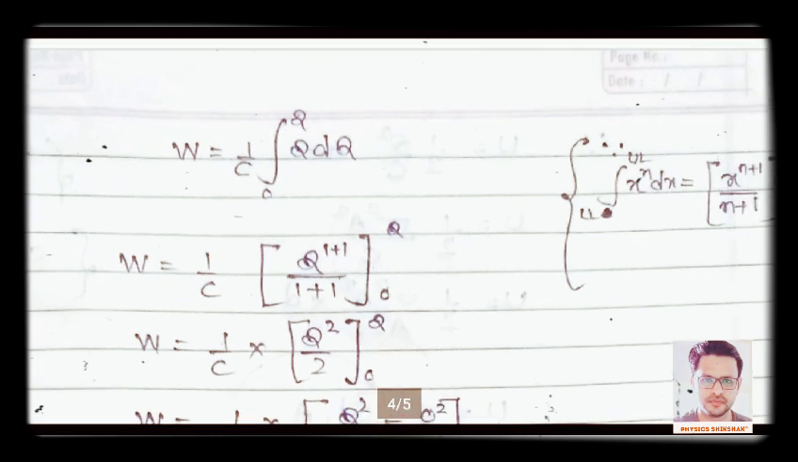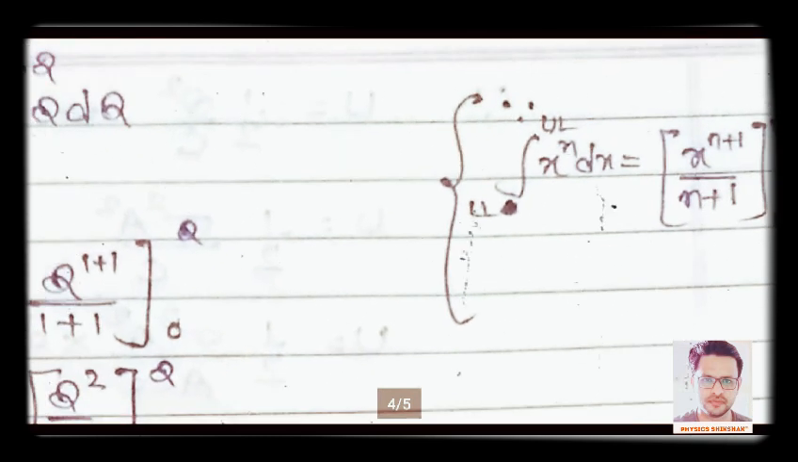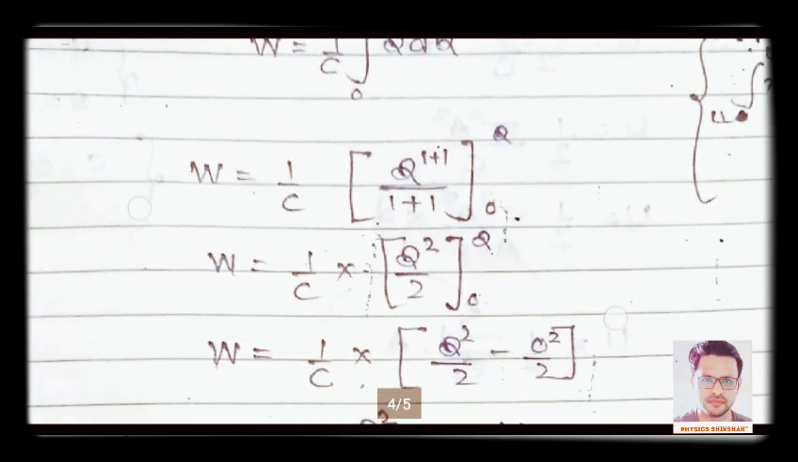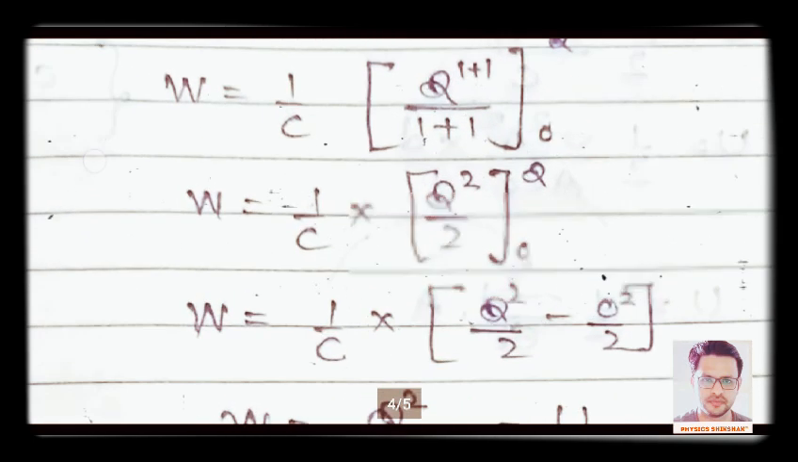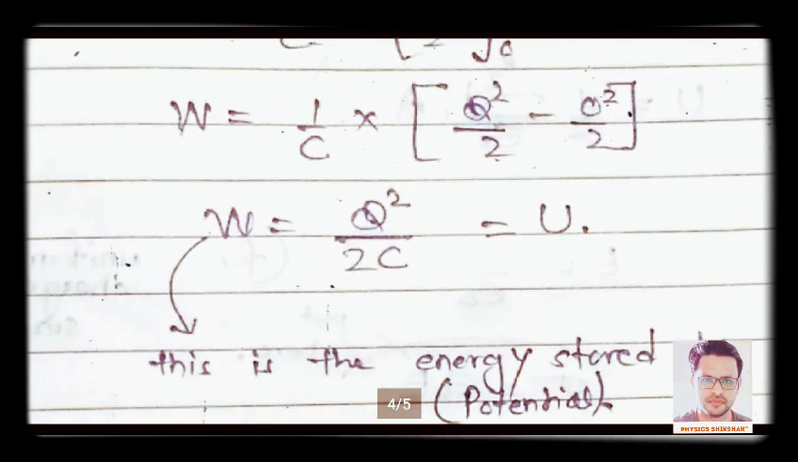And if you don't know the integration formula for algebraic expression, I have shown you in the last class while teaching you physics, the integration of x to the power n dx equals x to the power n plus 1 upon n plus 1. Okay, so you all know this formula, so I'm considering you all know the integration. So you can integrate it like this, and your answer will come up like this: 1 by C into Q square by 2 from limit 0 to Q. And if you apply the limits, you will get this formula, Q square by 2C.